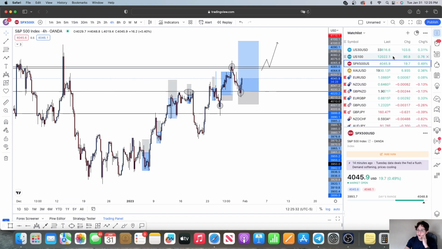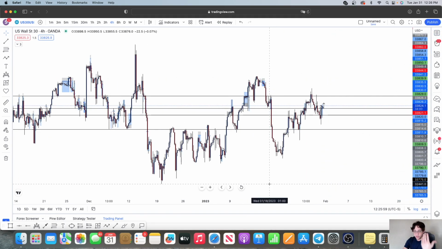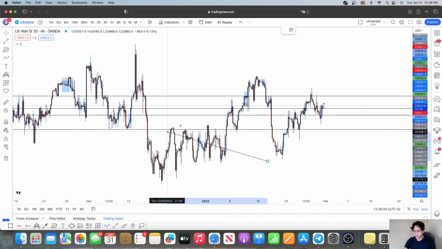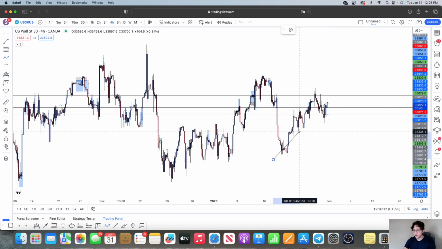So let's go down to US 30. Alright, so with US 30, same scenario, right? Notice how price is creating higher highs and higher low structure, breaking above resistance, price holding above as support, breaking above this other resistance, price holding above as support, and then price form a new higher high point, right? So we have a low point, higher high, higher low, higher high, higher low, higher high, right?